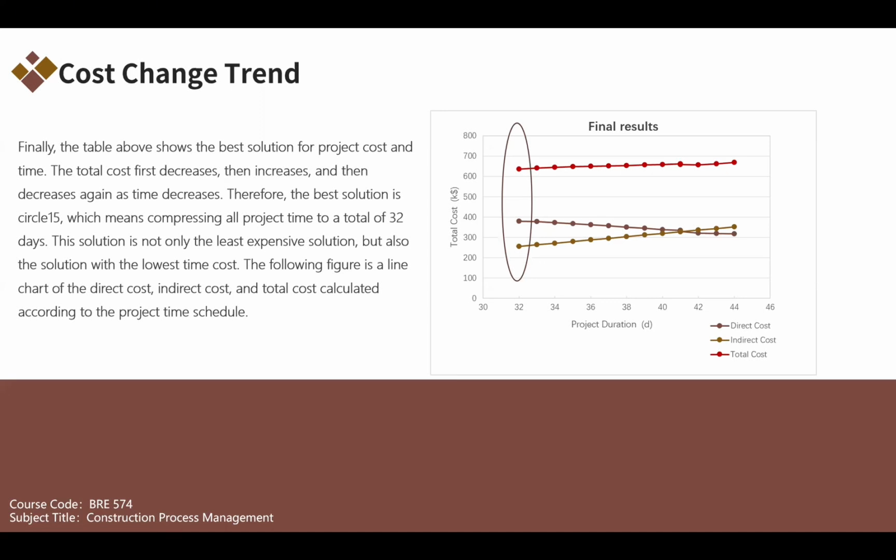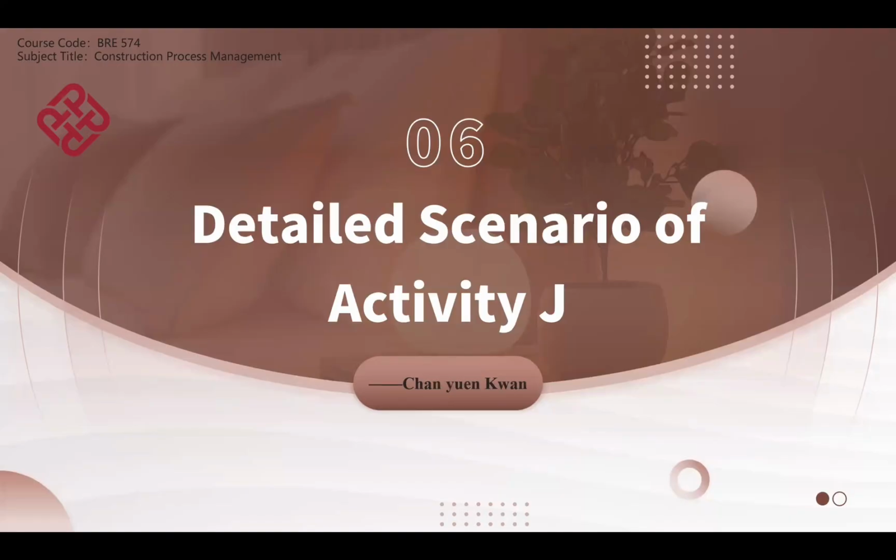Lastly, we can look at this chart. This chart can also clearly show the changes in the indirect cost, direct cost, and total cost. We can also see the best solution we mentioned before. Okay, that's my introduction. Next, my team member Philip will introduce the details about activity J.